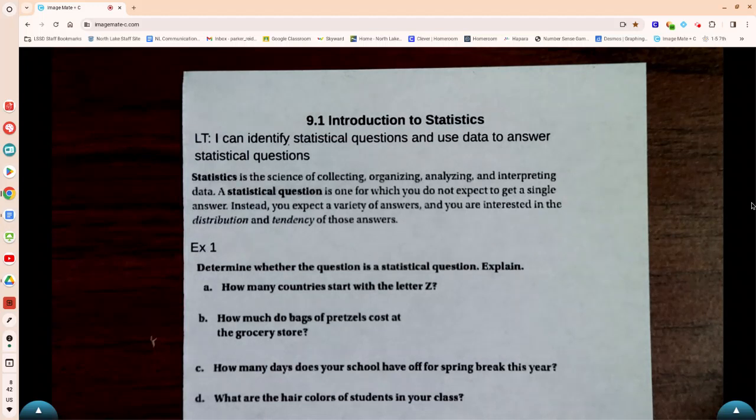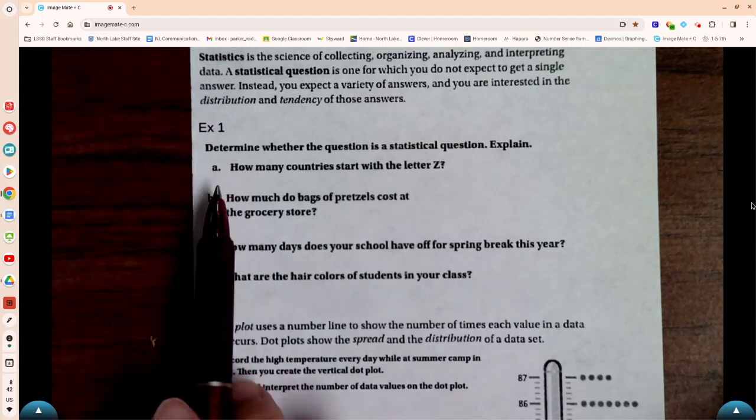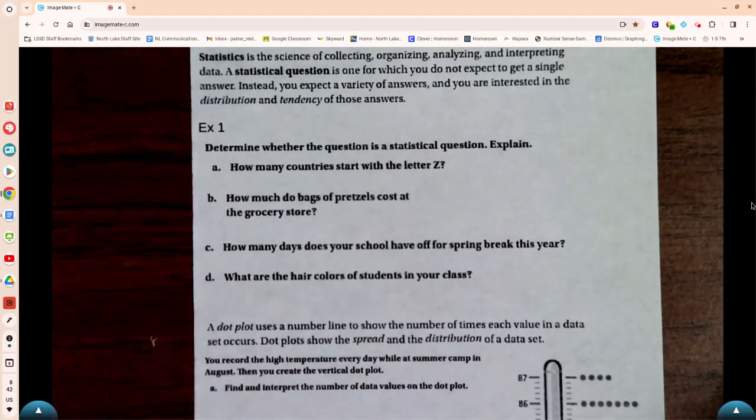It's something where we know there's going to be a variety of answers, and I'm interested in what that variety looks like. So we're going to first determine if a question is statistical or if it is not. Again, a statistical question has a variety of answers. So this one says, how many countries start with the letter Z? Do you think that has a specific answer or a variety of answers? If it's how many countries start with the letter Z.